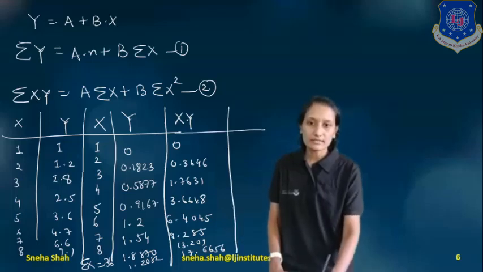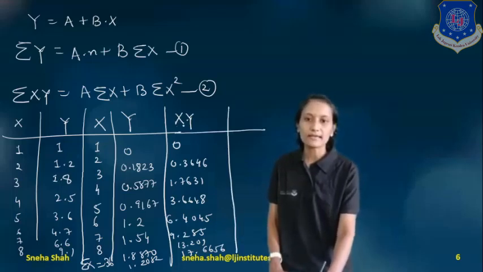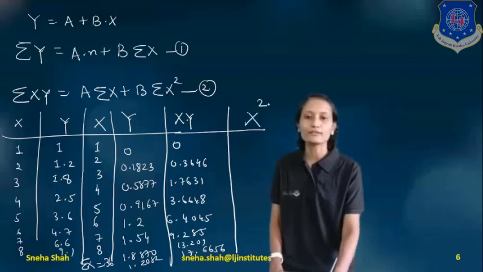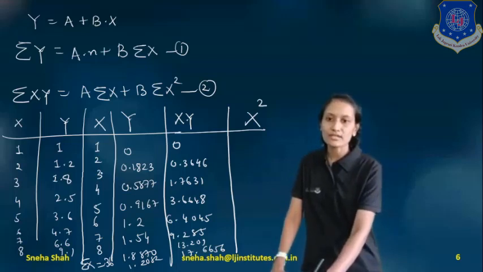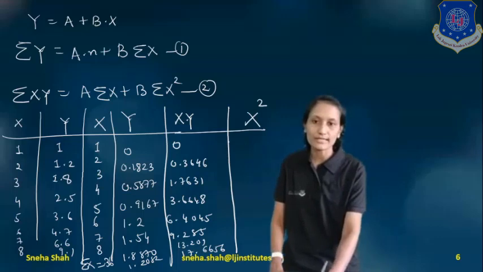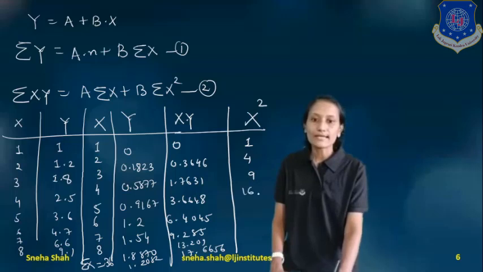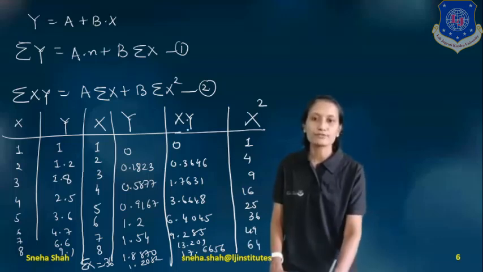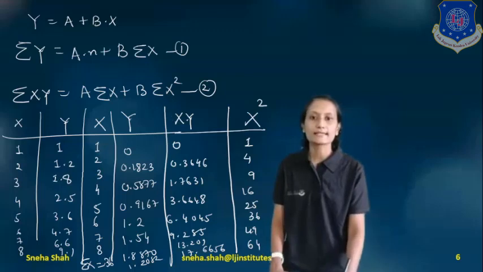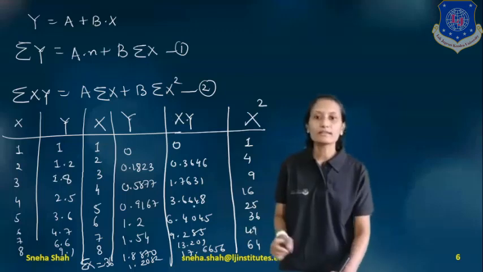Now, if I take the summation of all these values, it will give the term summation x into y. Now we have to find the value of summation x square, right? For that, first of all, I am finding the value of x square. What is the value of capital X square? This one is capital X. If I take the square of this, the value will be 1 square is 1, 2 square equals 4, 3 square equals 9. Likewise, I will find all the other values. Now if I take the summation of all these values, it will give the term summation x square.